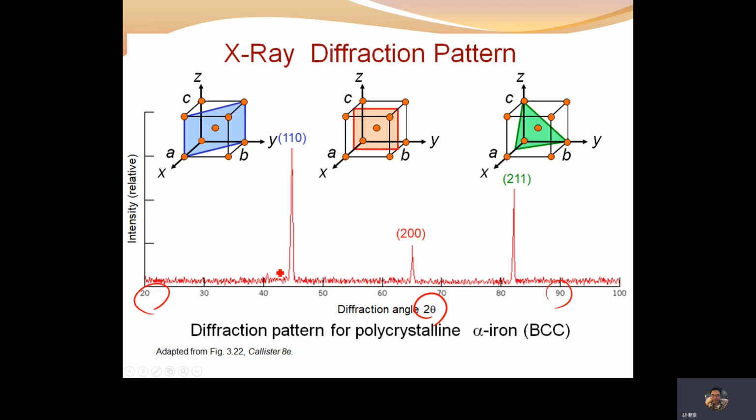We can find this material at 45 degrees has the crystallographic plane 110, and at maybe 65, we can find the plane 200, and at maybe 82, 83 degrees, we find the plane 211. So from this diffraction pattern, we know that this material is alpha iron. We have a database for XRD called the JCPDS. This database will tell you whether the material you synthesized matches the database.